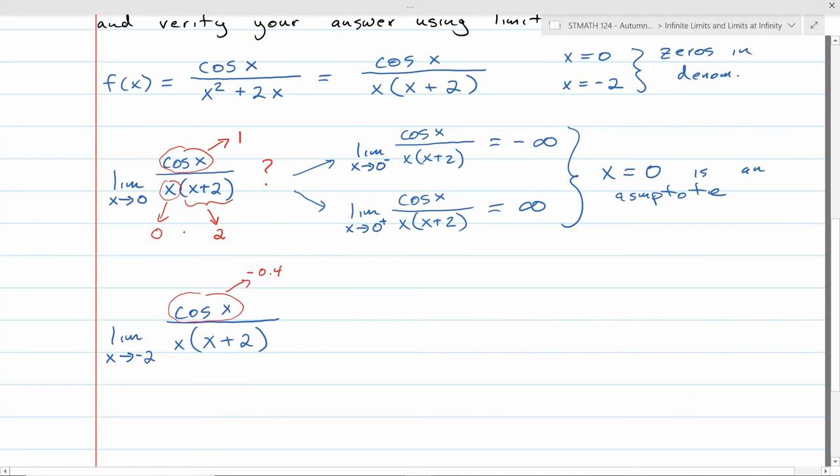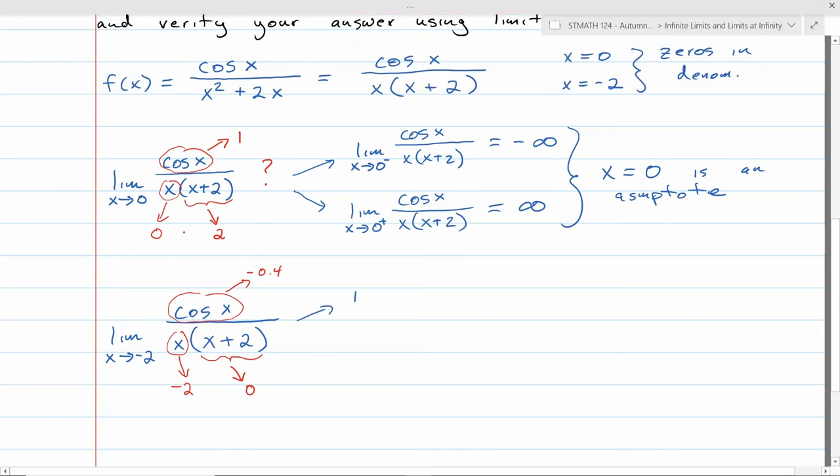And then in the bottom, we've got x going to negative 2, so I got a negative 2 there. And then the x plus 2 is going to 0. But is it going to 0 positive or negative? Well, it's pretty easy to analyze. If you put in numbers to the left of negative 2, something like negative 2.1, you're going to get that x plus 2 is negative. But on the other hand, if you plug in something to the right of negative 2, like negative 1.9, you're going to get a positive value there. So you're going to get two different one-sided limits. So let me write down that analysis.